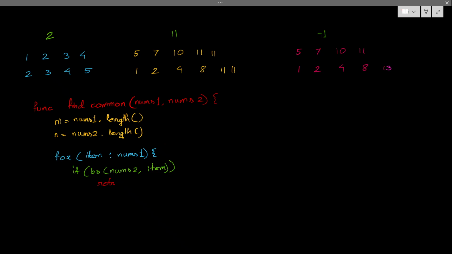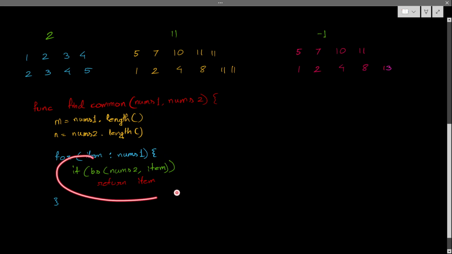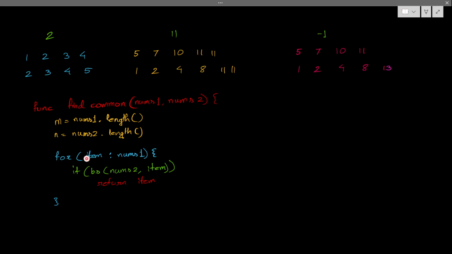I return the common element, so here it is item. The item is present in both arrays, so I will stop. At the end of the function, if anything is present, it will return from this area, right? If nothing is returned from this area, that means nothing is present. So at the end of the loop, I will return -1, because nothing is present.